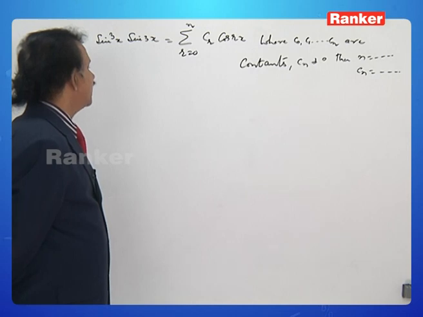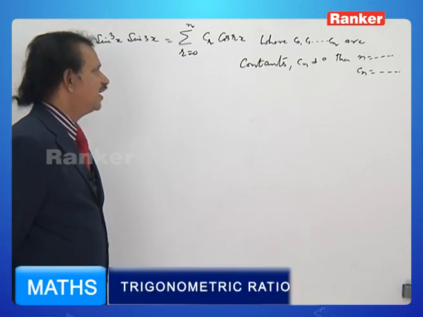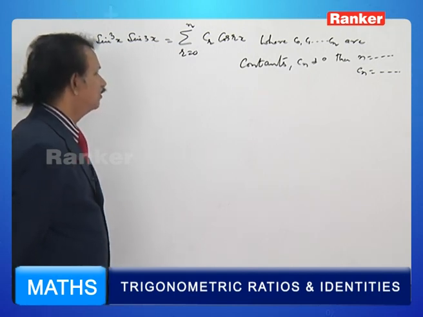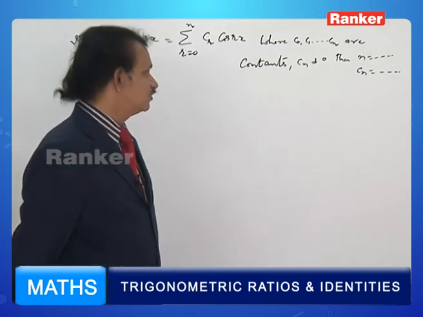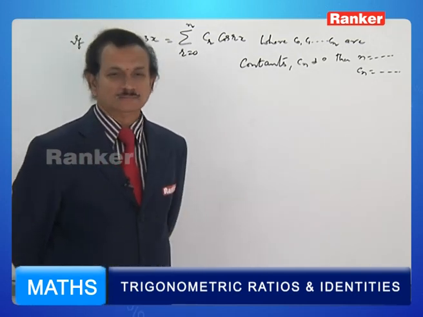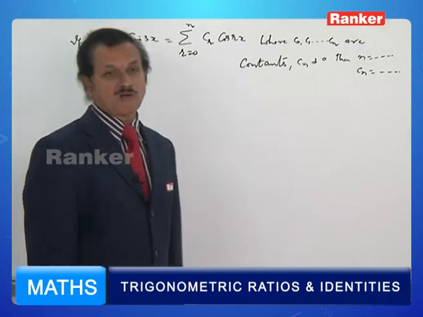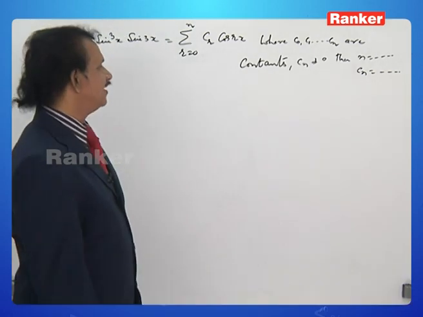Sin cube x into sin 3x is equal to sigma r is equal to 0 to n of cr cos rx. That is c0 cos 0 plus c1 cos x plus c2 cos 2x plus c3 cos 3x plus c4 cos 4x and so on. He asks you, of course c0, c1, c2, cn are all constants. Cn is not 0. Then what is n and what is cn?